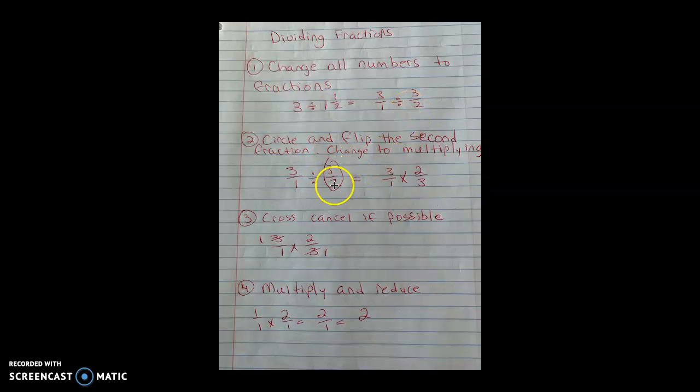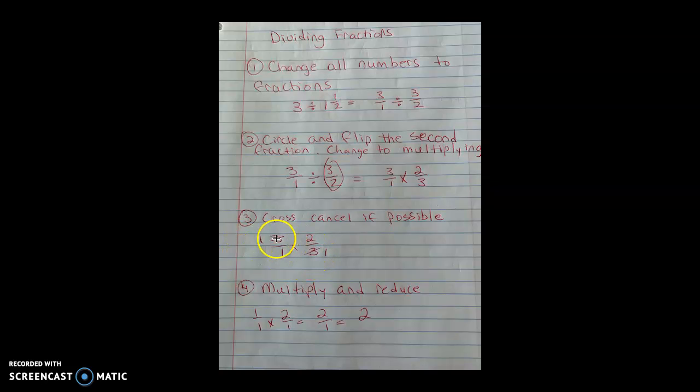Step 2, you're going to circle the second fraction, flip the second fraction, change it to multiplying. And it's very important that you circle the second fraction, because if you flip the wrong one, you're going to get the wrong answer. In step 3, you're going to cross cancel.